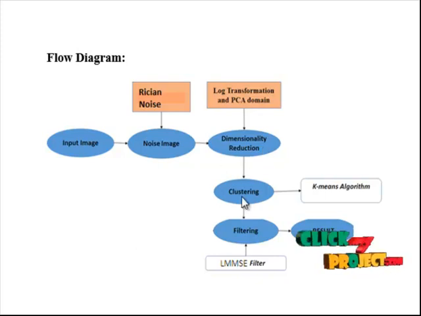Next, in the denoising process, we need to cluster our PCA features by using the K-means algorithm. K-means clustering is a method of vector quantization, originally from signal processing, that is popular for cluster analysis. In data mining, K-means clustering aims to partition observations into K clusters in which each observation belongs to the cluster with the nearest mean, serving as a prototype of the cluster. This results in a partitioning of the data space into organized cells.